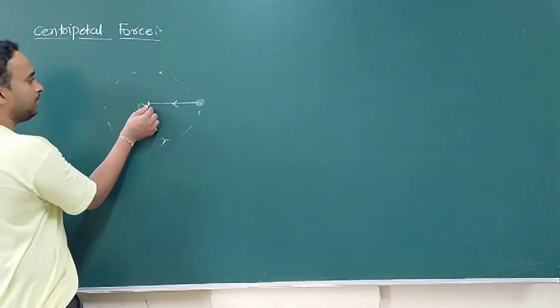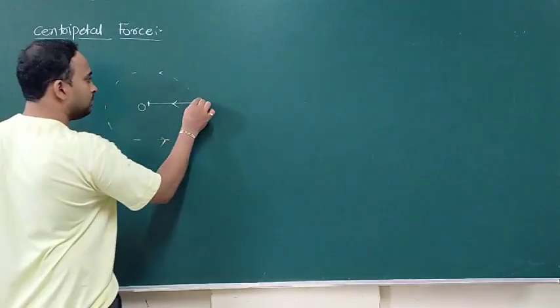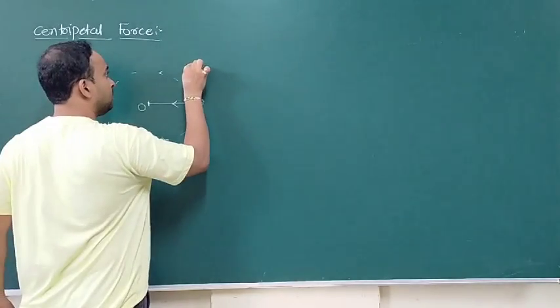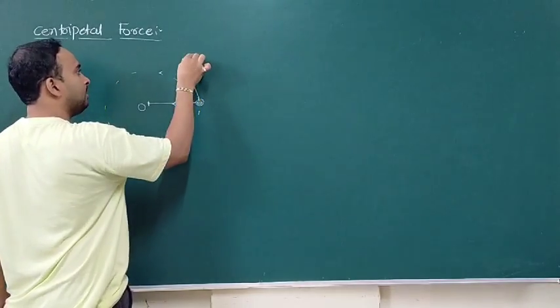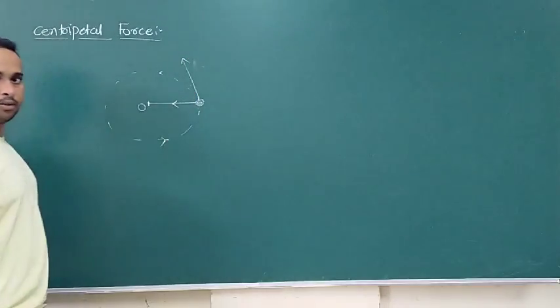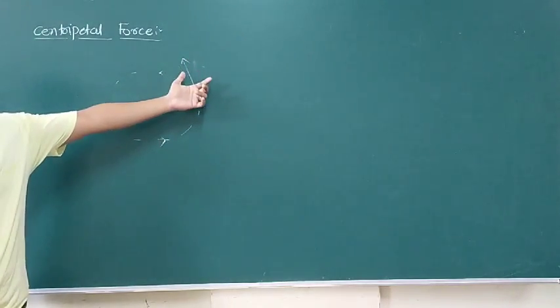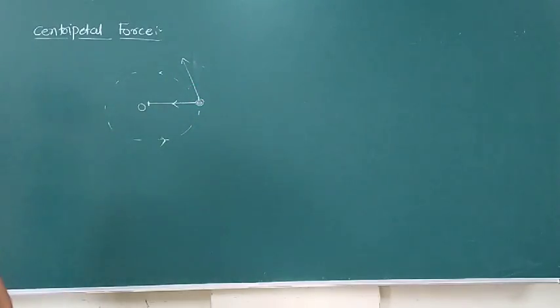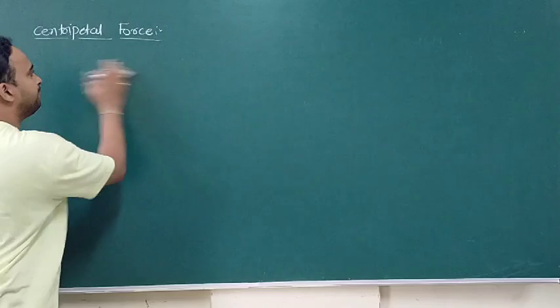If we detach this string, then this object is going outside tangentially. This force is known as centrifugal force. There are two types of force, centripetal and centrifugal.